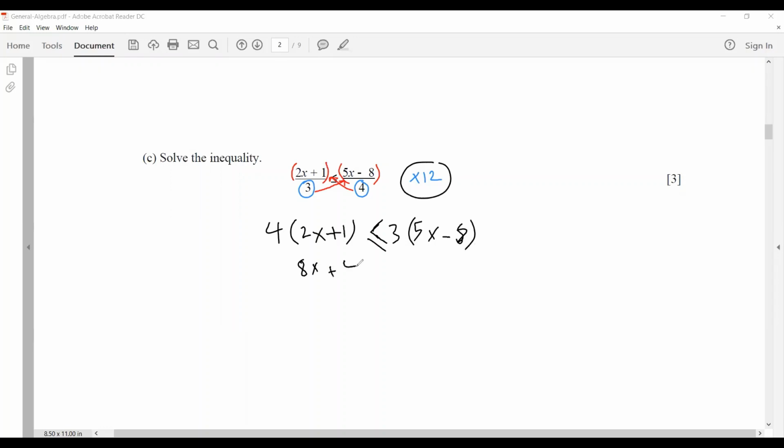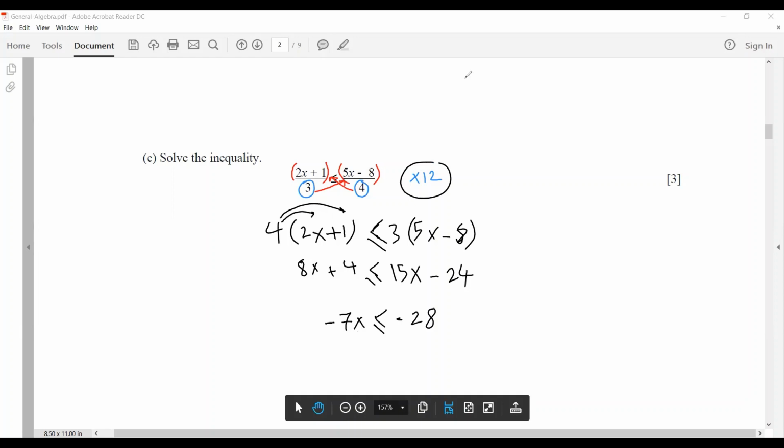And the last thing we need to do is to gather all the x's on one side. I bring the 15x to the left. I get negative 15x with 8x, negative 7x, less than or equal. 4 goes to the other side, becomes negative, with negative 24, negative 28. Now, the negative 7 is bothering me. We have to get rid of it.